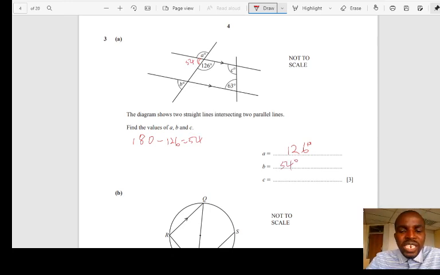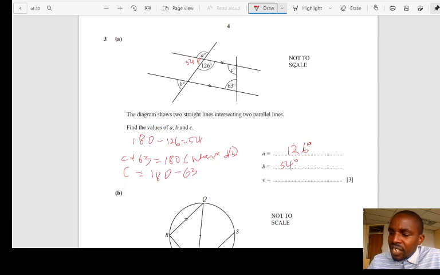These are corresponding angles. They are equal. Now part C and 63 degrees, as you can see, they are called co-interior angles. Co-interior angles are supplementary, which means they add up to 180 degrees. So you can say C plus 63 is equal to 180. Interior angles are supplementary. So your C will be 180 minus 63. What do you get? 117.